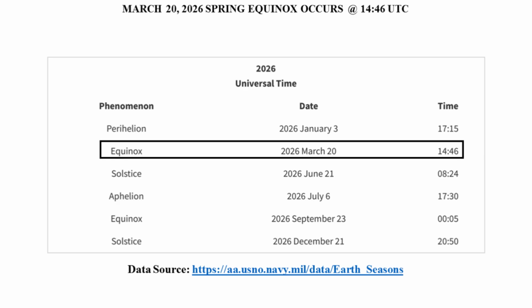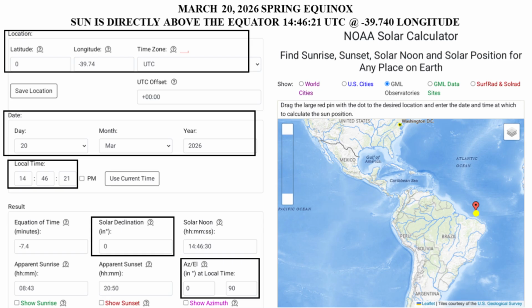Next, the NOAA Solar Calculator website will be used to determine the exact longitude location when the sun is directly above the equator at Universal Time 14:46. The sun is directly above the equator at Universal Coordinated Time 14:46.21 at minus 39.74 longitude. The location box shows the sun is at 0 degrees latitude, which is the equator, and at minus 39.74 longitude. The date box is the 20th of March 2026.